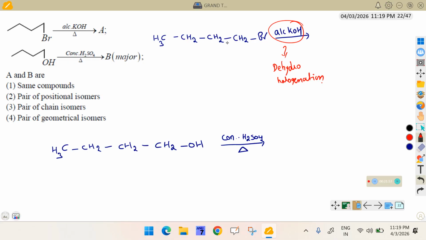Remove hydrogen from the beta carbon and halogenate. Then it gives CH3, CH2, CH double bond CH2. The name of the compound is butene.